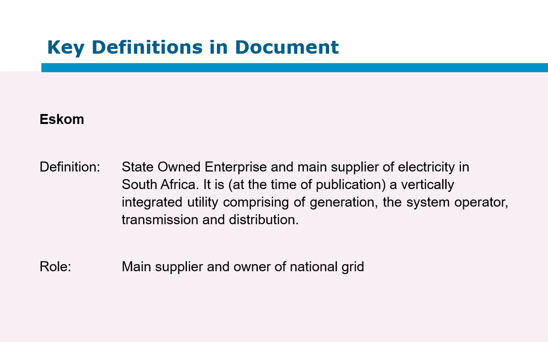Eskom is the state-owned enterprise that owns the majority of electrical transmission and distribution in South Africa. At this stage, it is still vertically integrated and therefore also owns generation, or the majority of the coal-fired and nuclear generation in South Africa. Since the system operator has also the responsibility of Eskom, they actually need to know about all generation that may affect the operation of the network.